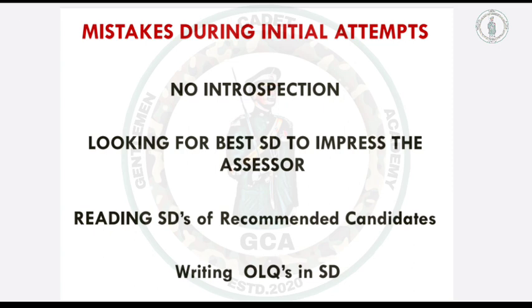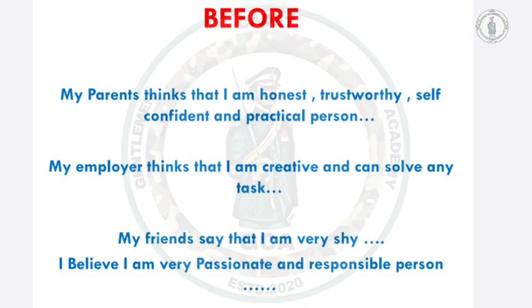Then I was mostly writing OLQs in SD. Instead of mentioning those qualities with the help of examples, I was just writing the adjectives. Let me explain with the help of an example. This is how I used to write SD in my initial attempts. Like I mentioned, I used to write a lot of adjectives rather than explaining the particular quality. For example, my parents think that I am honest, trustworthy, self-confident and practical, and my employer thinks that I am creative and I can solve any task. So this is not how you have to write SD. You have to explain your quality.